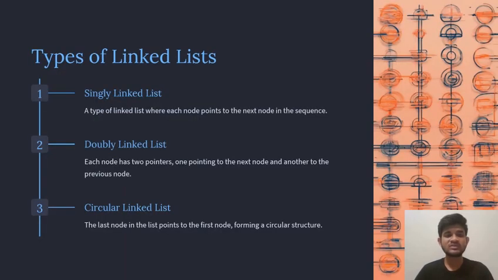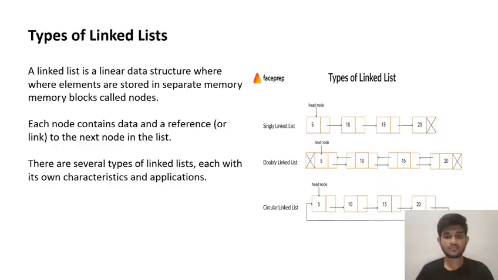Now let us see the types of linked lists. There are three types of linked lists. First one, singly linked list. Second one, doubly linked list. Third one, circular linked list. First one, singly linked list: a type of linked list where each node points to the next node in the sequence. Doubly linked list: each node has two pointers, one pointing to the next node and another pointing to the previous node. Circular linked list: the last node of the list points to the first node, forming a circular structure.